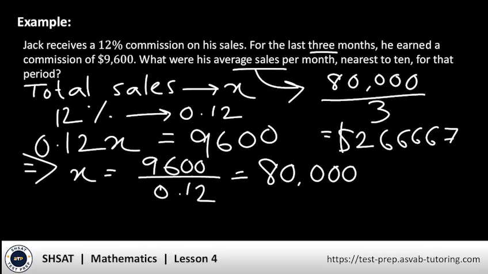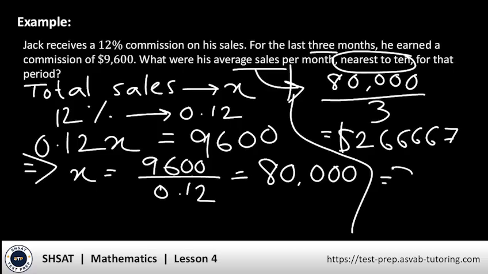However, the question asked for nearest to 10. What were the average sales per month nearest to 10? What does that mean? That means you need to round it off, okay? You need to round off the very last digit. So that's how many dollars?